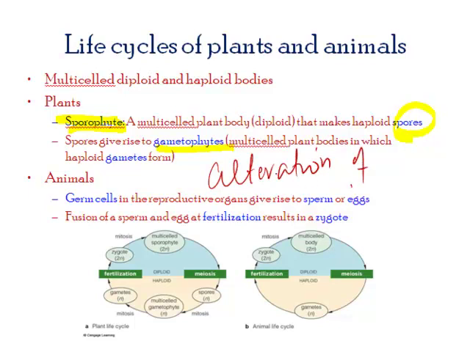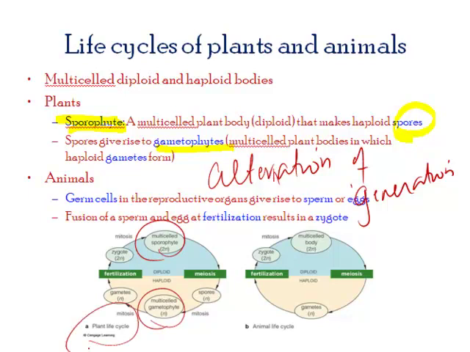Alternation of generation. So a sporophyte and a gametophyte alternate in each cycle of a plant. Very conspicuous in plant cells. In animal cells, the sporophytes are not at all conspicuous, so we really don't see that.